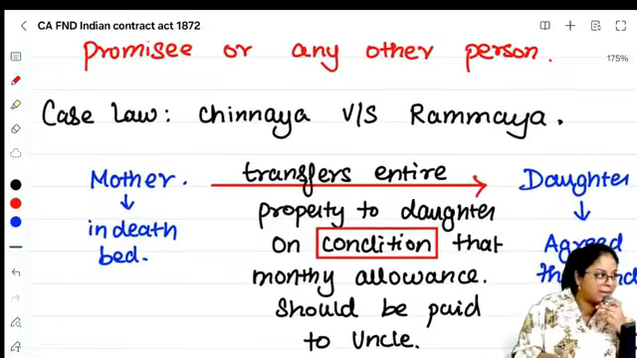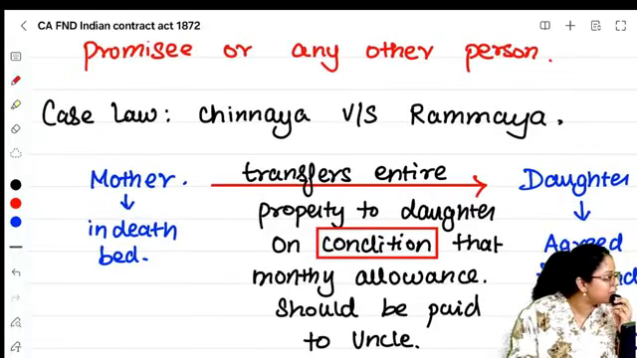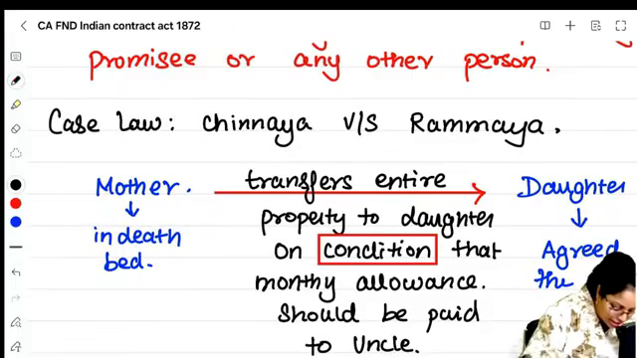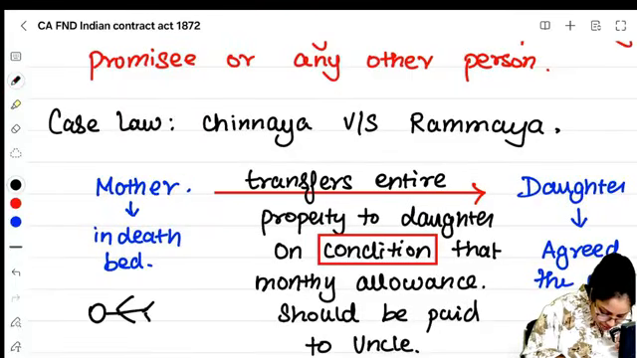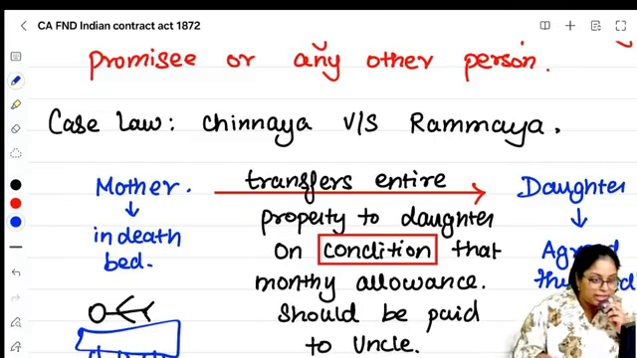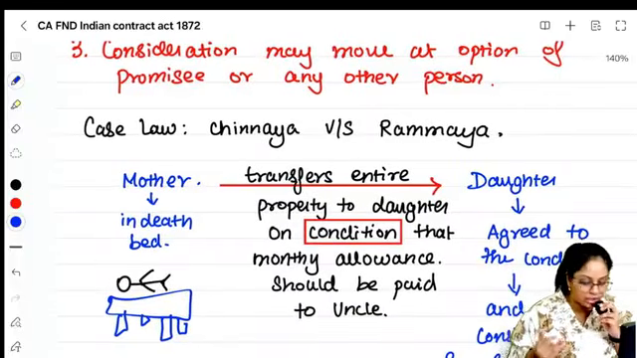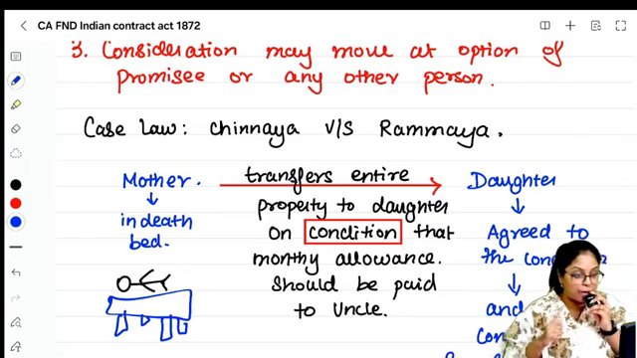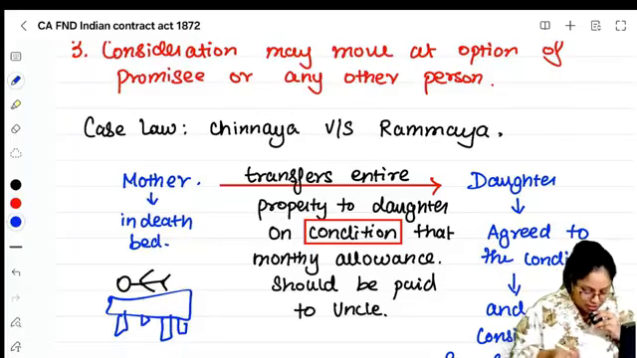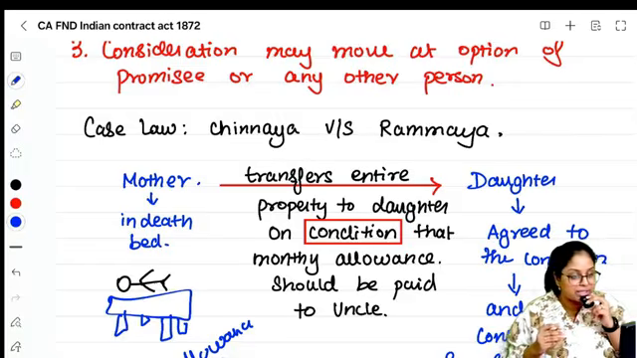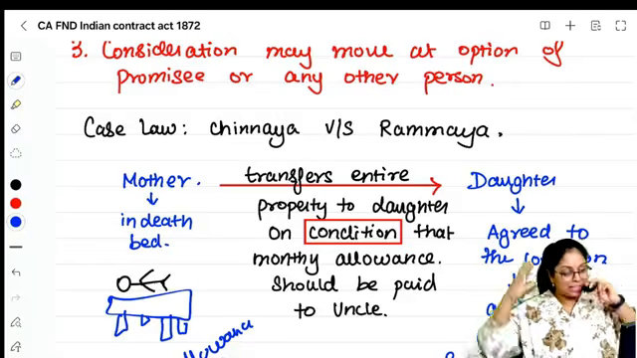இந்த case lawல என்ன நடந்தது, in this particular case law there was a mother. You remember there was a mother who was in a deathbed. This is the deathbed. She was in her deathbed, right? And mother told the daughter that I will transfer my property to you provided that you promise me that every month you will give an allowance to your uncle. Remember this.